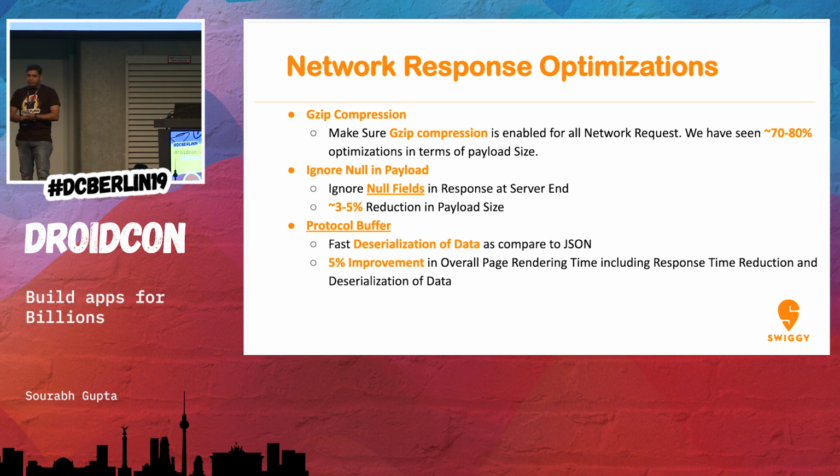Next comes protocol buffer. As we were already doing the gzip compression, we tried out protocol buffer as well. With protocol buffer, we have seen a reduction in payload size and a huge reduction in JSON serialization and deserialization. The problem is that we haven't seen much improvement in the result, because we don't have many integer fields and Booleans. The JSON comprises mostly strings, due to which we have seen like a 5% improvement in our page rendering time, which comprises serialization, deserialization, and the payload over the network.